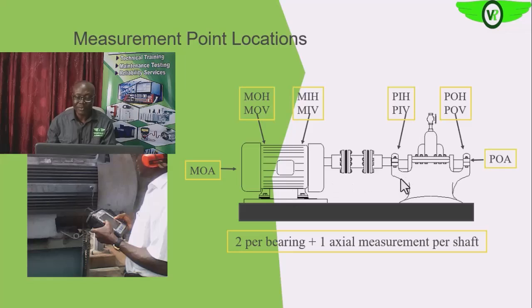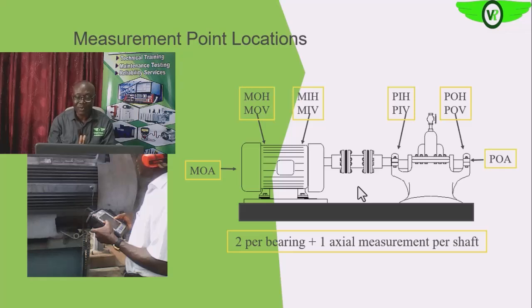We have the inboard, that is the part that is attached to the coupling, and then we have the outboard, that is the part outside on the other side of the shaft. Are we getting it? So those are the measurement points that we can take our vibration reading.